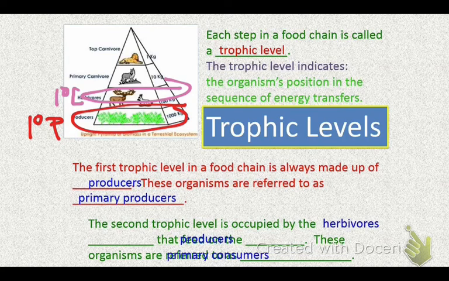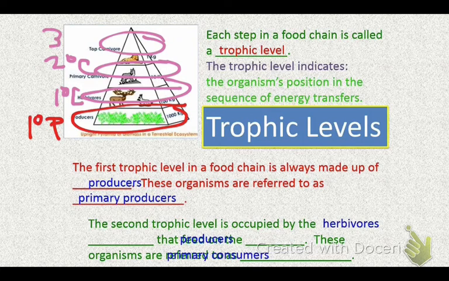What do you think the next level of consumer is called? Primary carnivore. No. Primary carnivore. What comes after a primary? Secondary. Herbivore. Secondary consumer. The last one? Top. Primary. Good. Tertiary consumer. Okay.